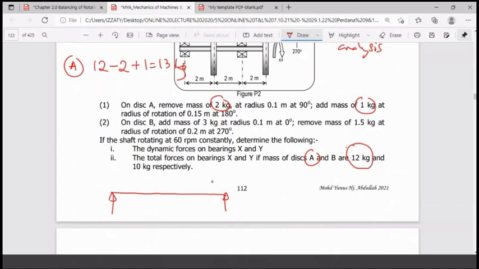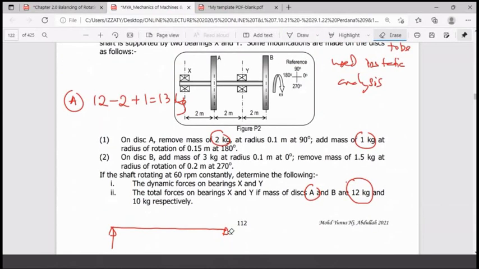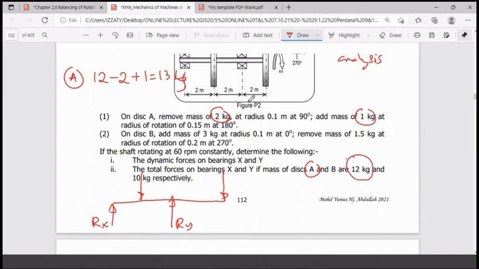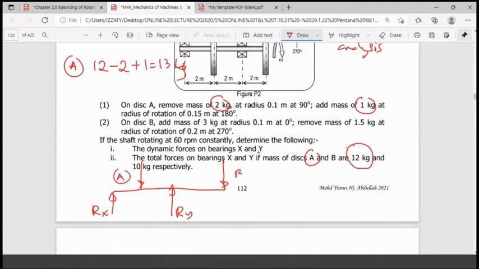So when you do the static analysis, I have X and Y. This one is your mass, isn't it? This one is your M. This one your A and B. So your A now is no longer 12. It becomes 13 times 9.81. You understand me or not? Can you see that one? Is it okay with you, or you want me to draw another one? Never mind, put it there.